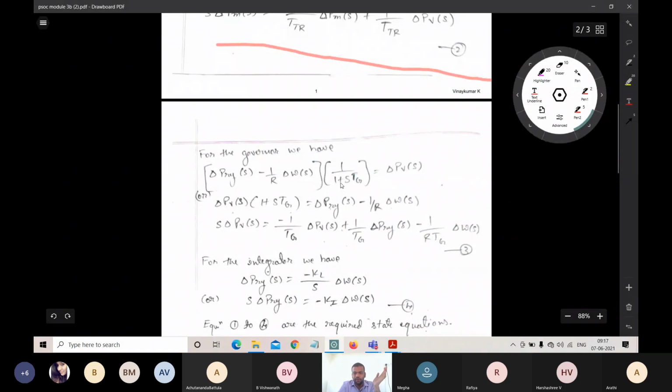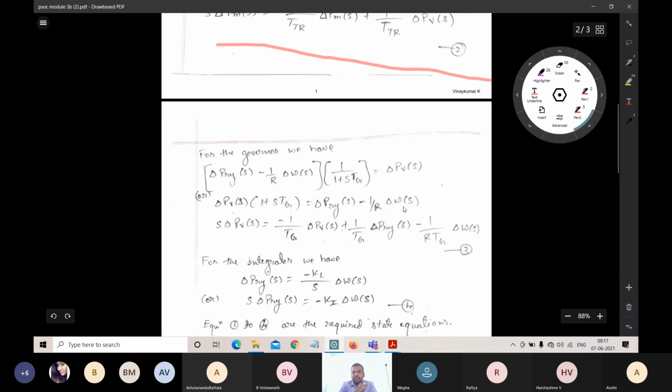And this is the control function 1 by 1 plus STG. So for the governor 1 by 1 plus STG, for the turbine 1 by 1 plus STT, and for the generator plus load model it is 1 by 2HS plus D. So these are easy to remember. So just substitute here delta PV of S into 1 plus STG. So that will be equal to delta P reference of S minus 1 by R delta omega S.